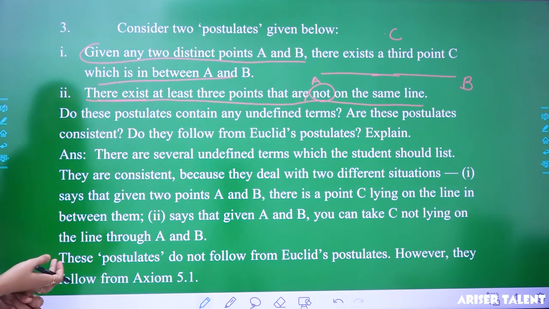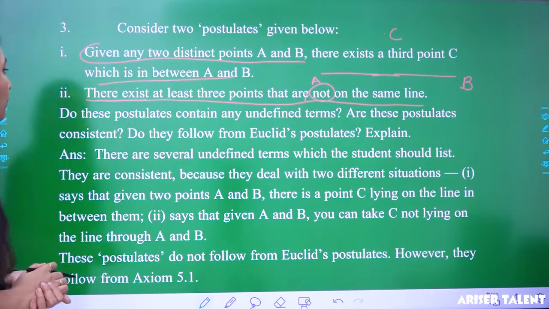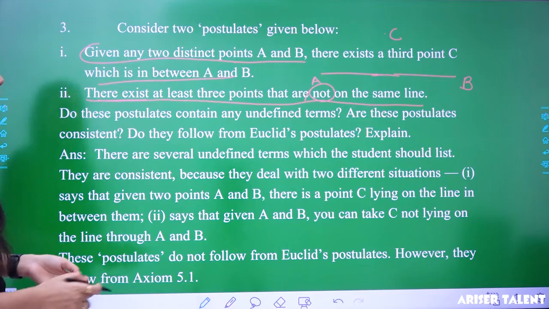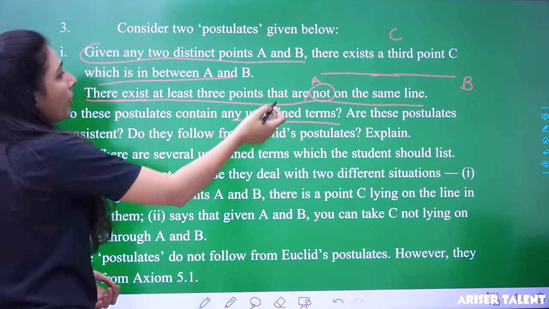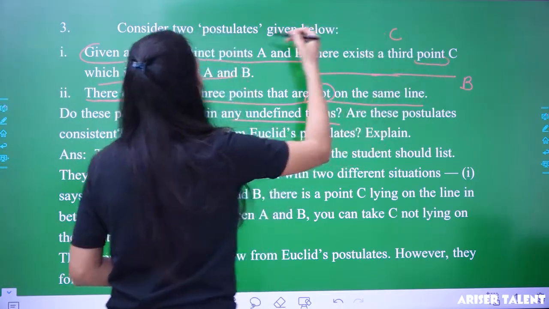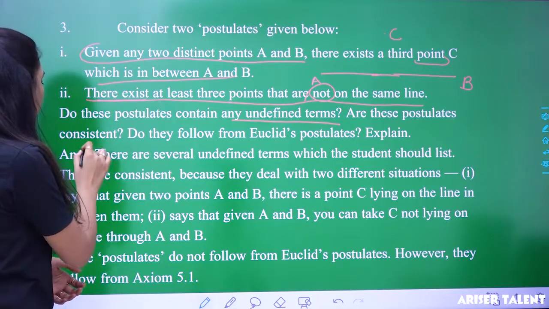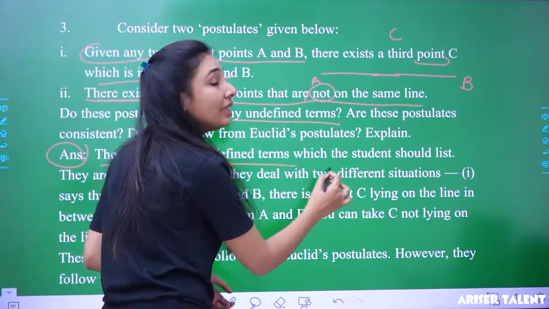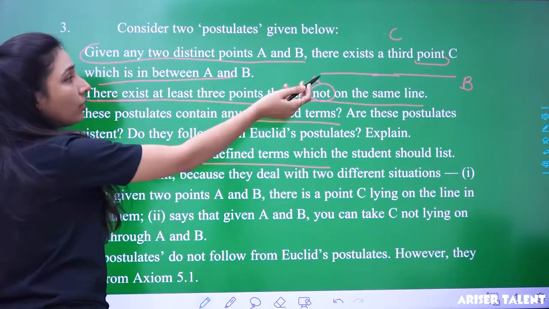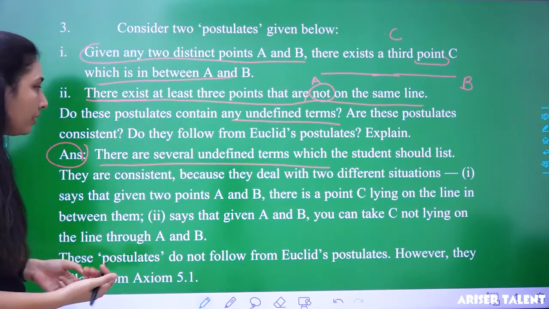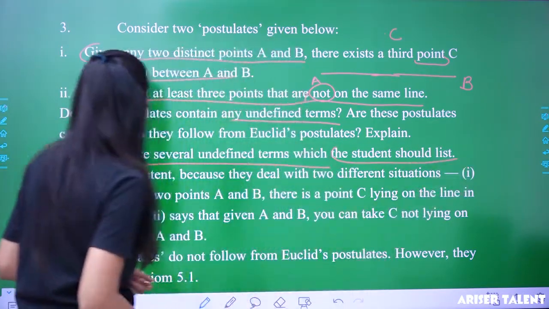Do these postulates contain any undefined terms? Are these postulates consistent? Do they follow from Euclid's postulates? Explain. So first, do these postulates contain any undefined terms? We have here a point. Point is undefined, right? So here is the answer. There are several undefined terms. Basically there will be a line also, so line is also undefined. There are several undefined terms which the student should list.